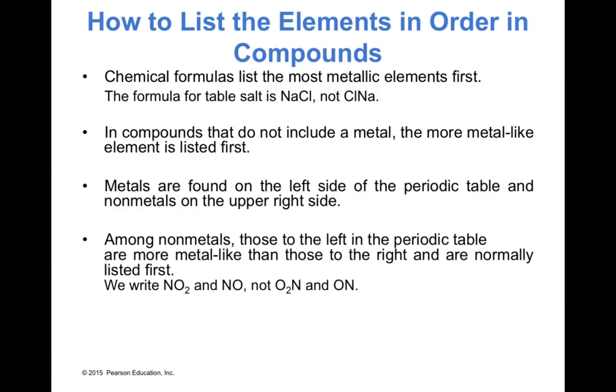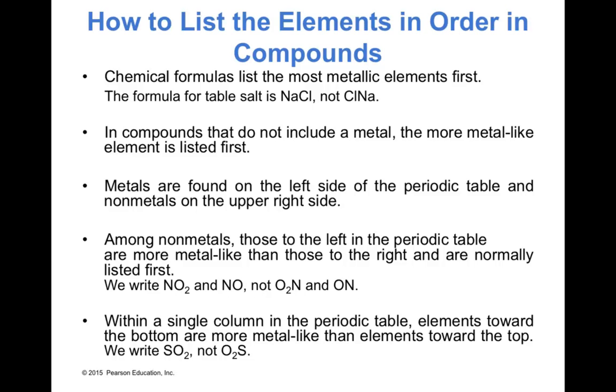Among nonmetals, those that are to the left in the periodic table are more metal-like than those to the right and are normally listed first. So if we have the elements nitrogen and oxygen, we will write NO2 and NO. We're not going to write O2N or ON, okay, because N has a more metal-like property than oxygen. So that's why we write first the nitrogen and then the oxygen.